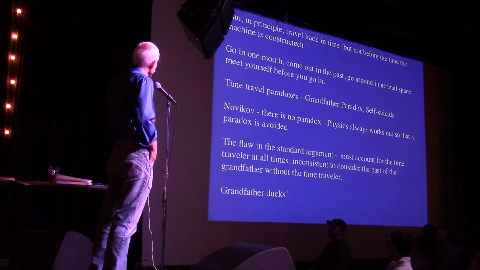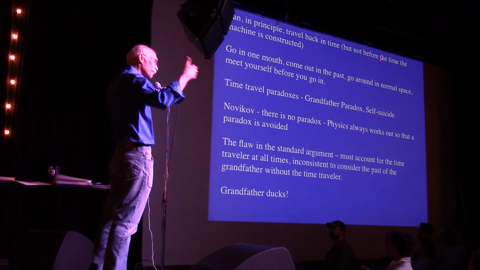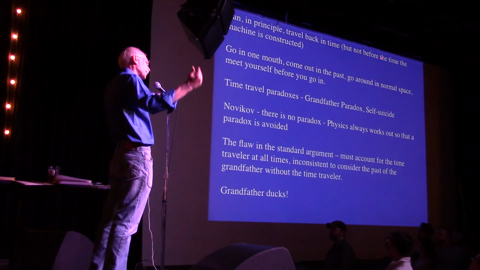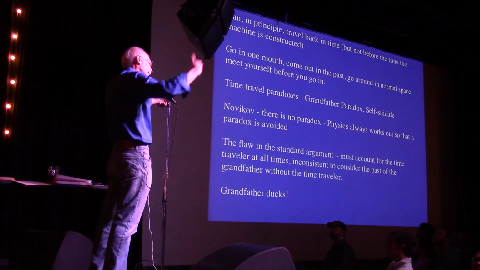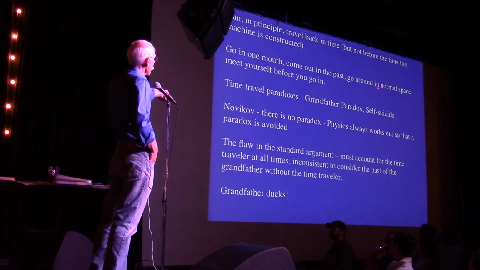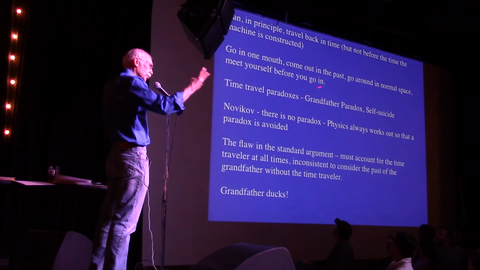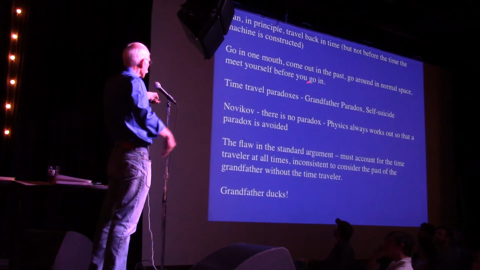Now, for time machines, in principle, you can travel back in time, in this theory, not before you made the wormhole. So Homer Simpson can't go all the way back to the dinosaurs if the wormhole were made earlier than that. But you can go in one mouth, come out in the past, go around in normal space, and meet yourself before you go in. You can have two of you. That's not prohibited in this theory.